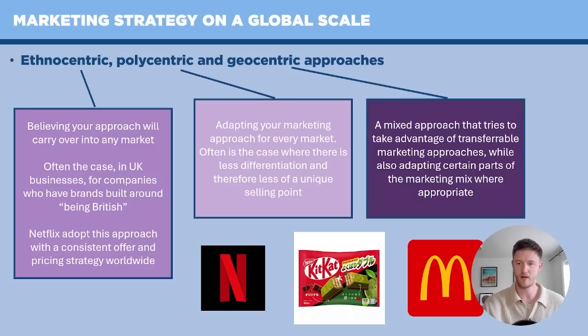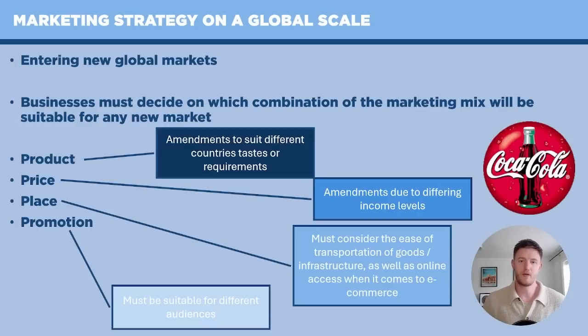And it links to the marketing mix. So the 1.3 links to 4.3. Entering new global markets, you've got to decide what you're going to do with your marketing mix. Especially if you're trying to be geo or poly, you've got to change some of these things. And so these are the different things you've got to think about for your marketing mix in a bit more depth. So is the product going to be adapted to suit different tastes or requirements?